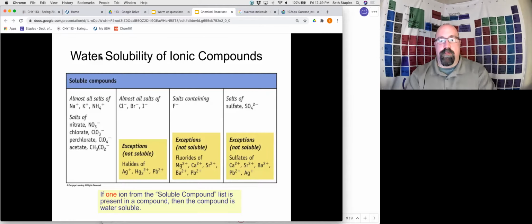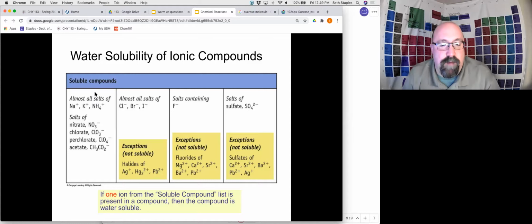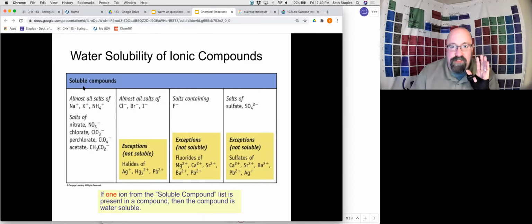When we're using the solubility chart, what we do is we take a compound and we see what that compound contains, and we look to match that up with the appropriate solubility rule. For instance, if I have sodium chloride, NaCl, then I look and I see that almost all compounds that contain Na are soluble. So if sodium is my first ion listed in whatever compound I'm talking about, that compound is soluble in water. That compound will dissolve in water.